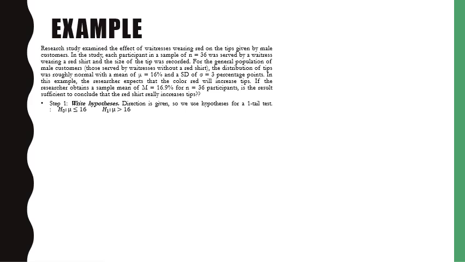Step 1, you're going to write the hypotheses. Since the direction is given, in this case an increase, we're going to use a hypothesis for a one-tail test. When you write the hypothesis for a test, you always write the research hypothesis first. So you would write H1, and the researcher expects that tips will increase, so you would say mean is greater than 16. And then you would write the null hypothesis, H0, to be the opposite of that. In this case, the opposite of greater than would be less than or equal to 16.